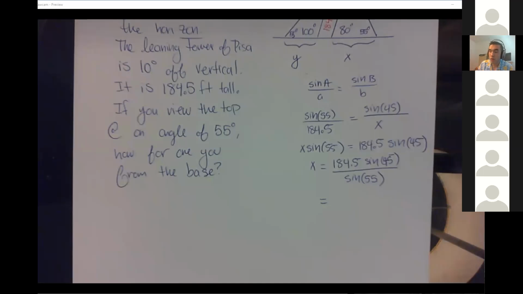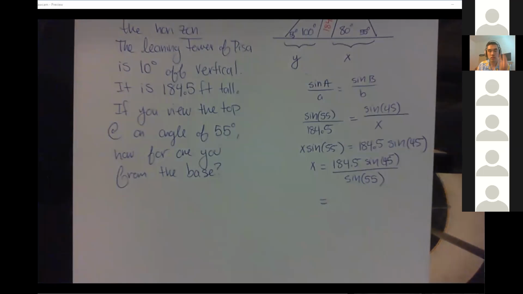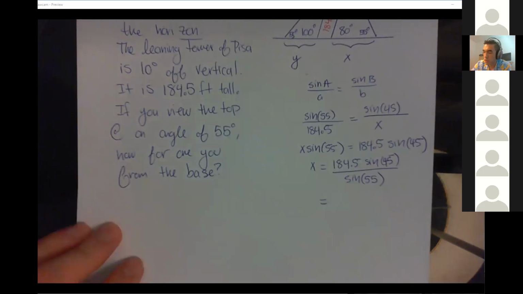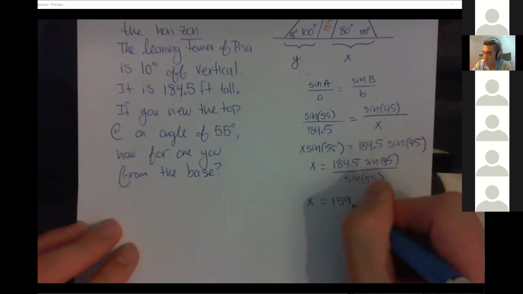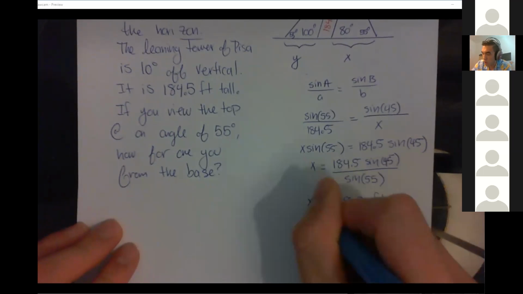And if we are on the side where the tower is leaning towards us, the side where everybody likes to take their pictures from, this one will tell us that we are standing 159.26 feet away from the base.